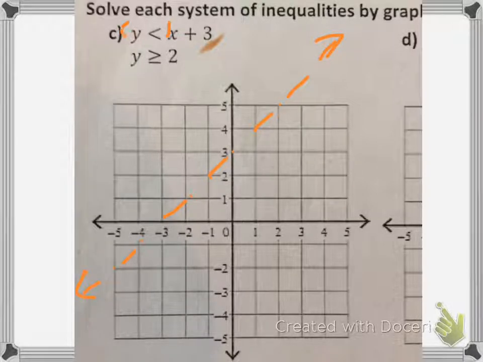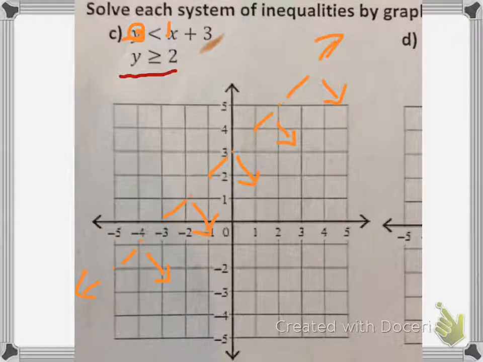And then I have to decide if I'm shading above or below. So over here it says my y's are less than the line. So where they get less than is below. So I'm just going to draw these arrows that show that I'm going to be shading below that line, so that I can decide where my end answer is going to be.